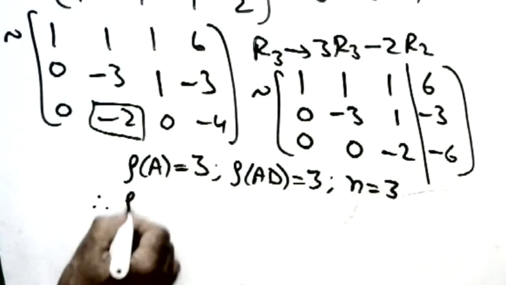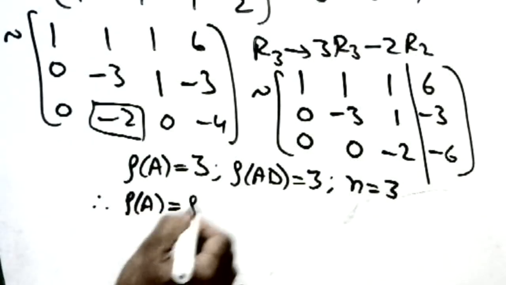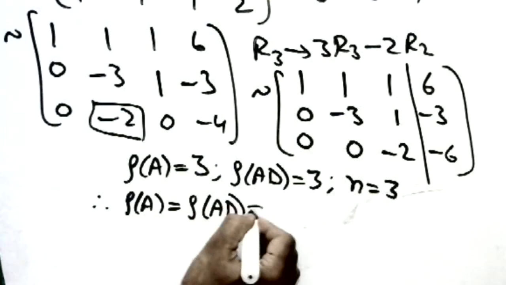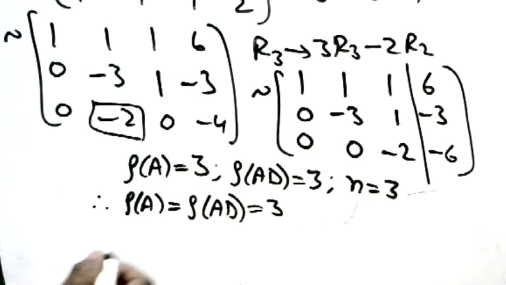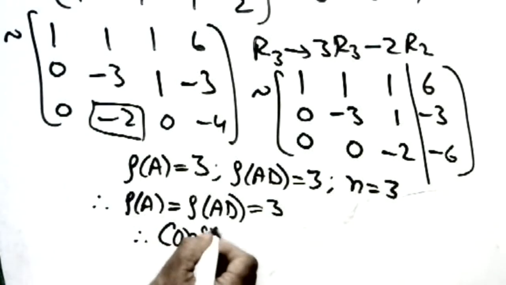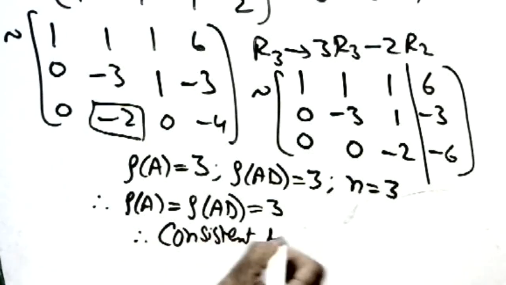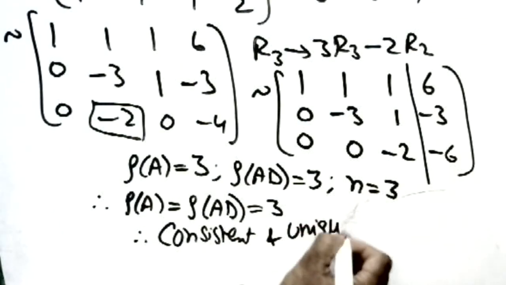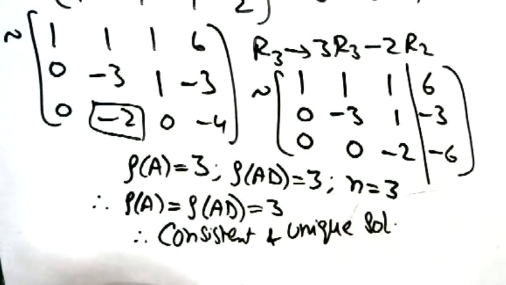Now what is the condition here? The first condition: therefore, rank of A equals rank of AD equals 3. Therefore the system of equations is consistent. What do we write? Consistent and has a unique solution.